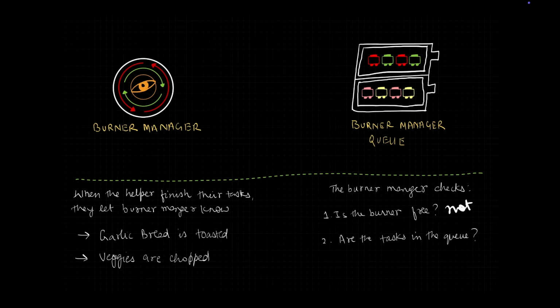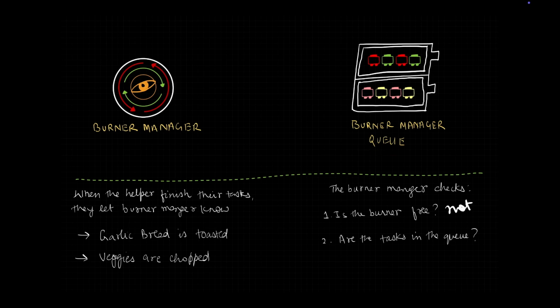So what happens here? When the helper finishes their task, they let the burner manager know that the garlic bread is toasted. So now what's the job of the burner manager? The burner manager has 2 tasks. The first is, is the burner free? If the single burner is free, it can take those tasks and put them on the call stack. But if the burner is not free, it checks the tasks in the queue. So we have to keep those tasks from the helper in some queue. Here we have our burner manager queue.